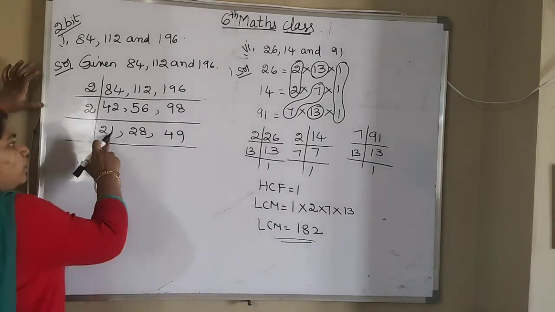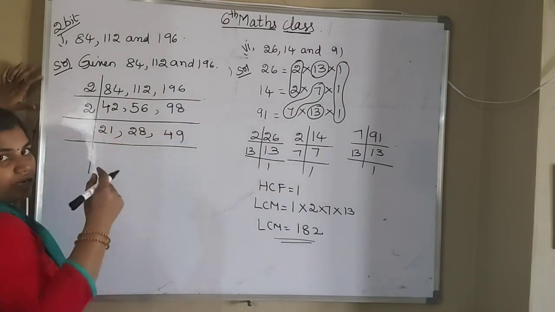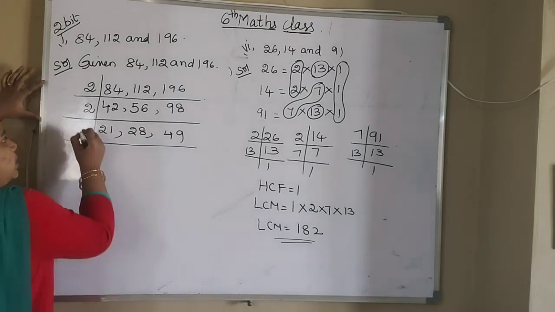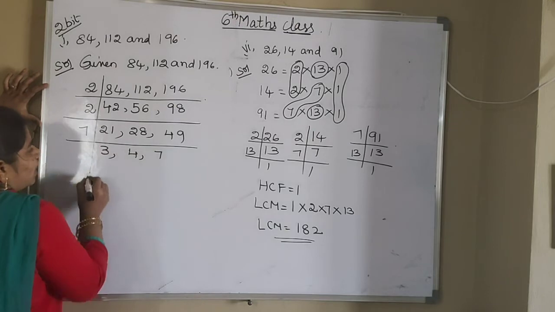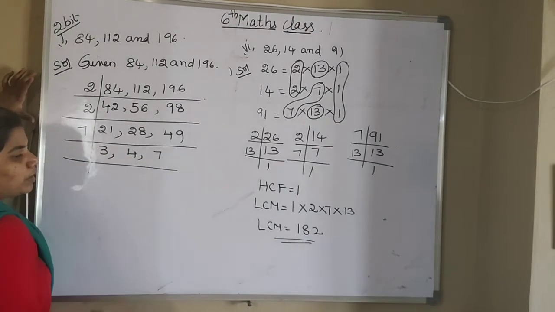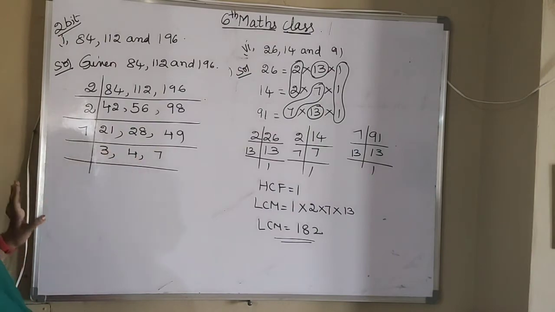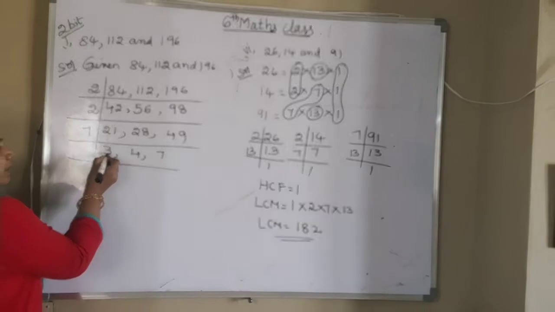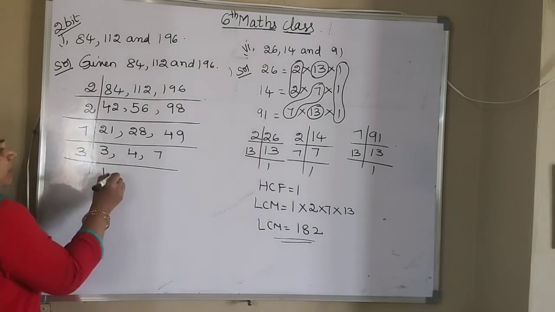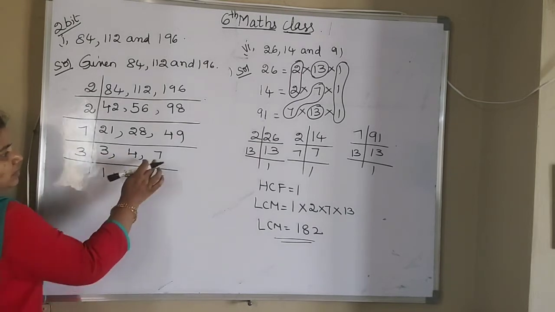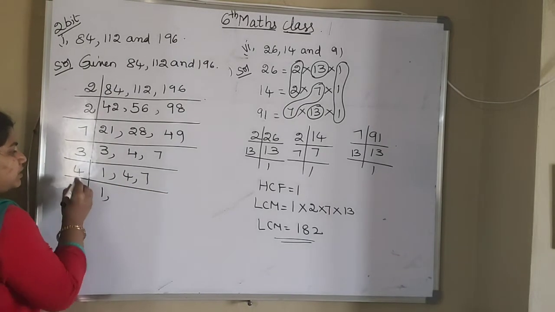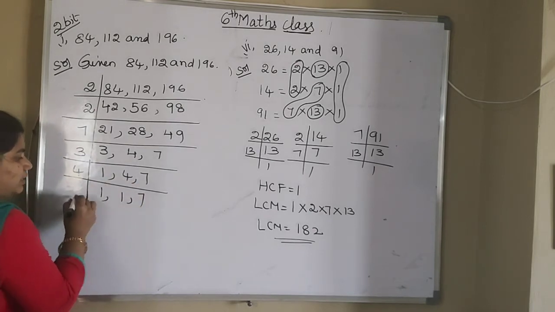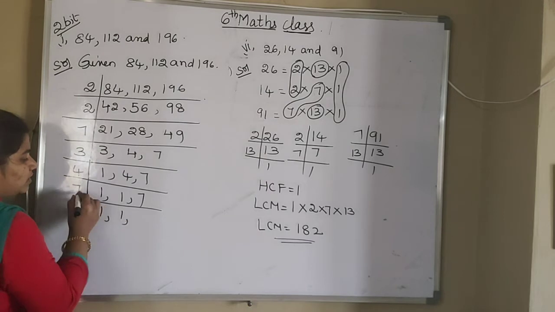Okay. Now 21, 28 and 49 will go in the 7 table. They are divisible by 7. So 7 3s are 21, next 7 4s are 28, next 7 7s are 49. So in these 3 there is no common multiple, so let it be like this. Or you can calculate individually. First I am taking 3. 3 1s are 3. 4 will not go in 3, so write as it is. 7 will not go in 3, so write as it is. Now take 4. 1 as it is. 4 1s are 4. 7 as it is. 7 now, 7 1s are 7.